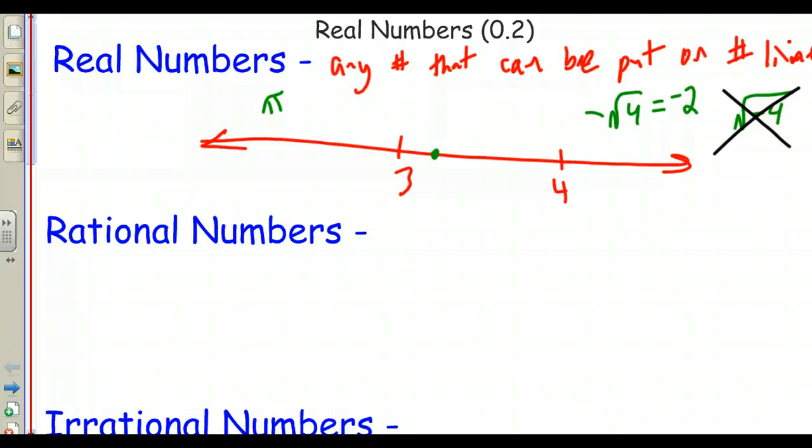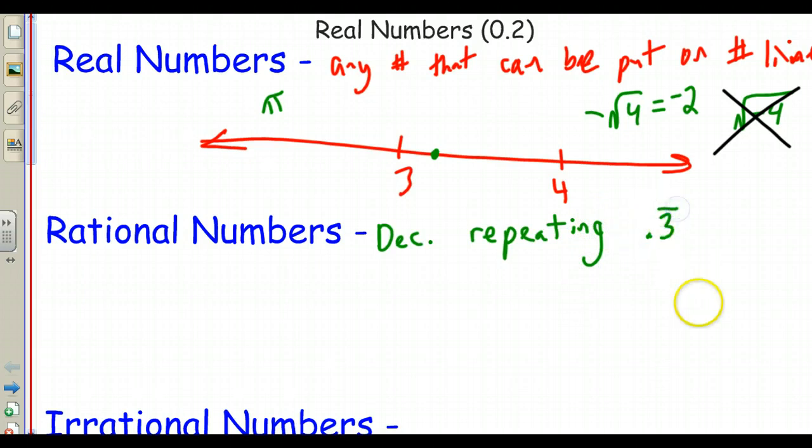Rational numbers is something I definitely want you to know. You might remember the decimal definition of that. You might have heard this before. The decimals for rational numbers are either repeating. So what I mean by repeating decimal is something like 0.3 repeating, or the decimal is terminating. It's a fancy way for saying the decimal ends. And so like 0.25 would be a good example of that.